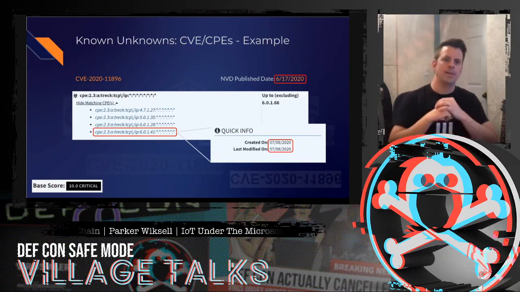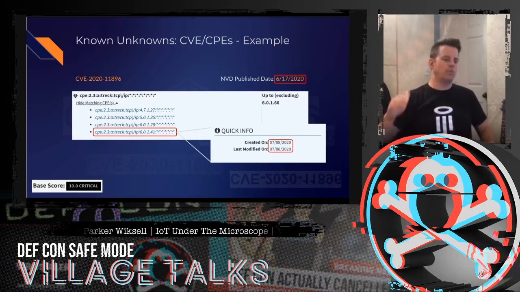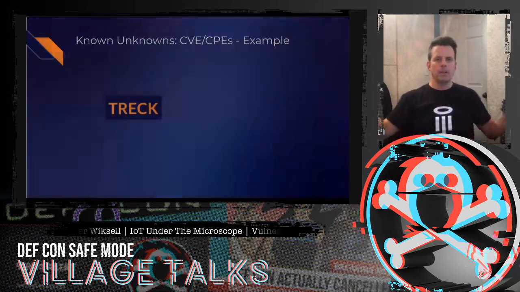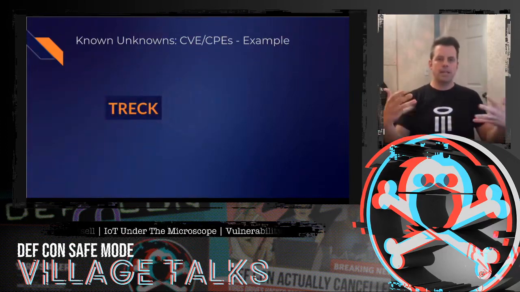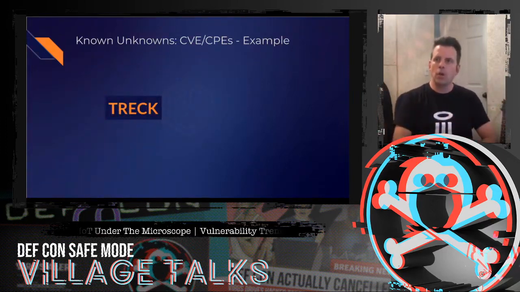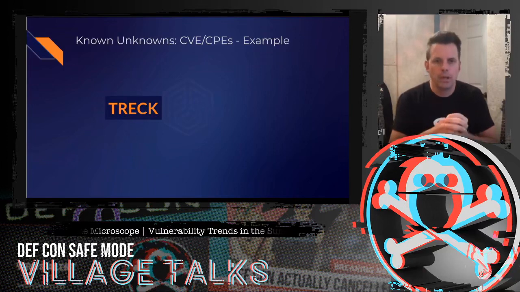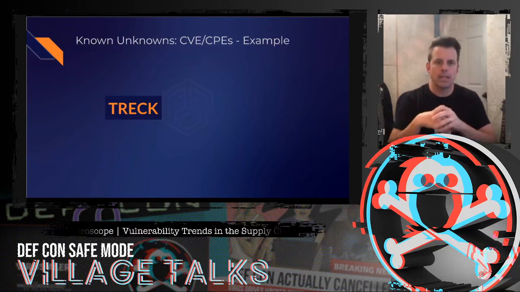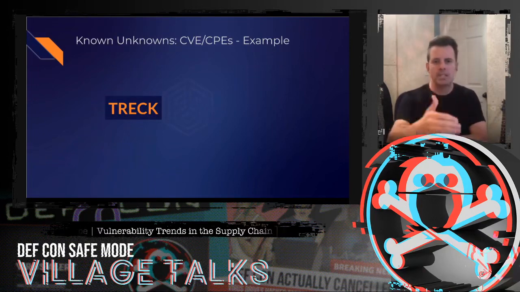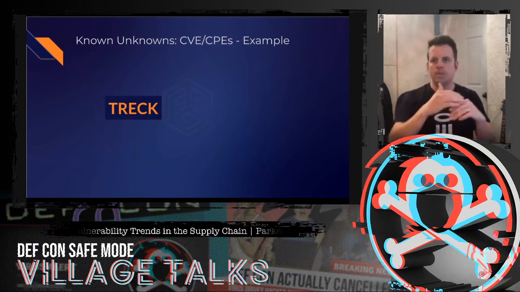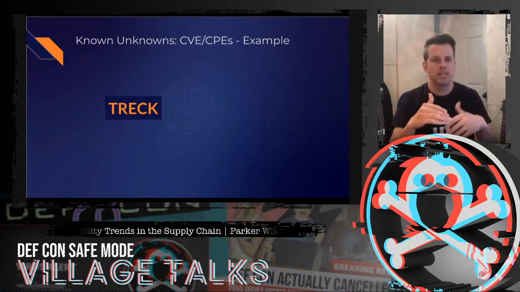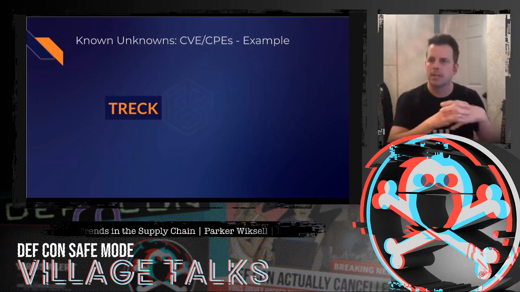Right. And then we go back to our original problem. If you have this Treck library and you're trying to figure out where all it's at in the world, you've got to do some detective work. And they did some detective work because we don't have any CPE to CPE relationships. And even if we did, this CPE didn't even exist. Nobody even knew that Treck TCP exists.